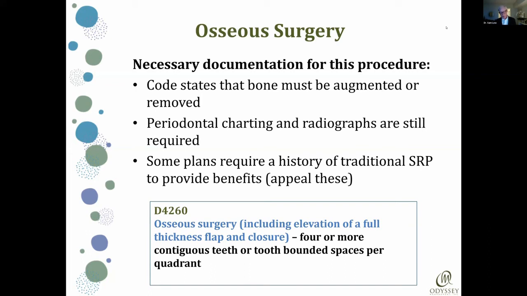So Teresa, that was my primary interest in having a conversation relative to the D4260. So just to add to that, according to the code, if you're going to use this particular code, you must have augmented or removed some bone. So if your clinical record doesn't state that, and again, the information with the elevation of a full thickness flap and the closure, if you don't indicate that in your clinical record, then I have to side with the carrier on this, and there isn't the availability for benefits because you don't have the proof of it.